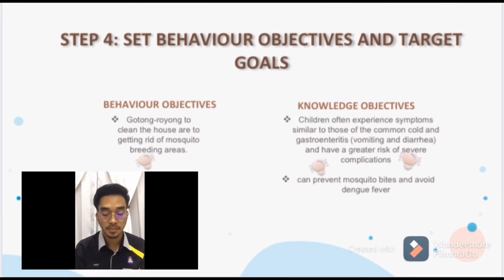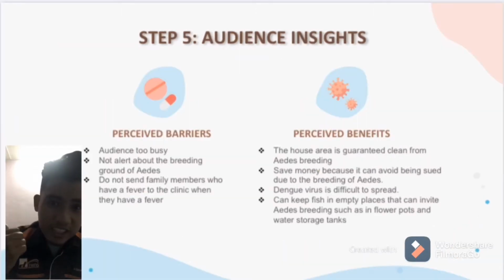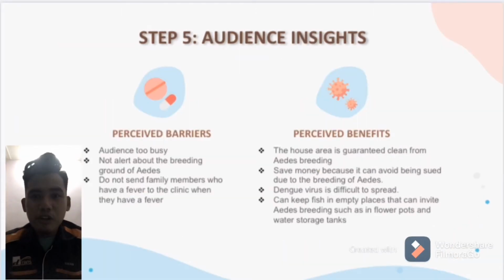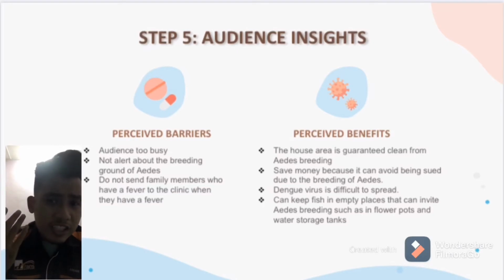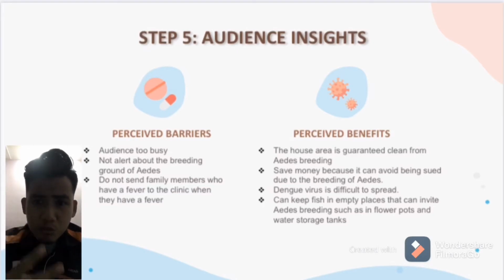People can prevent mosquito bites and avoid dengue fever by wearing clothing that fully covers the skin, and using mosquito netting while resting. We move to the next step, which is step 5, about audience insight. Based on past dengue campaigns, we have identified 2 audience insights, which are perceived barriers and perceived benefits.